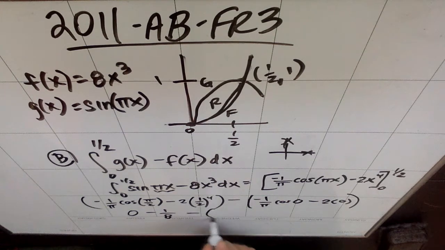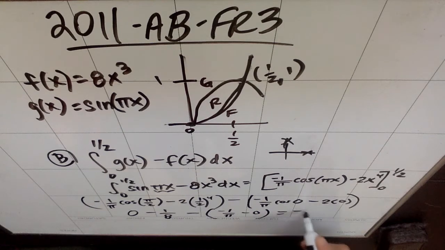And then minus, in parentheses, this is going to be a negative 1 over pi minus a 0. So I end up getting a negative 1/8 plus 1 over pi. Negative 1/8 plus 1 over pi. You could get a common denominator and clean it up, but there's really no good incentive to do that. I would leave it as is.